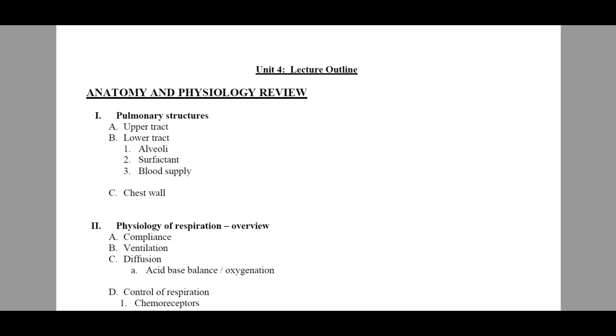Anatomy and physiology review. So we're going to be reviewing the pulmonary structures. The main function of the pulmonary system or respiratory system is to deliver oxygen to and remove carbon dioxide from the cells of the body. The respiratory system is divided into the upper respiratory tract and the lower respiratory tract.